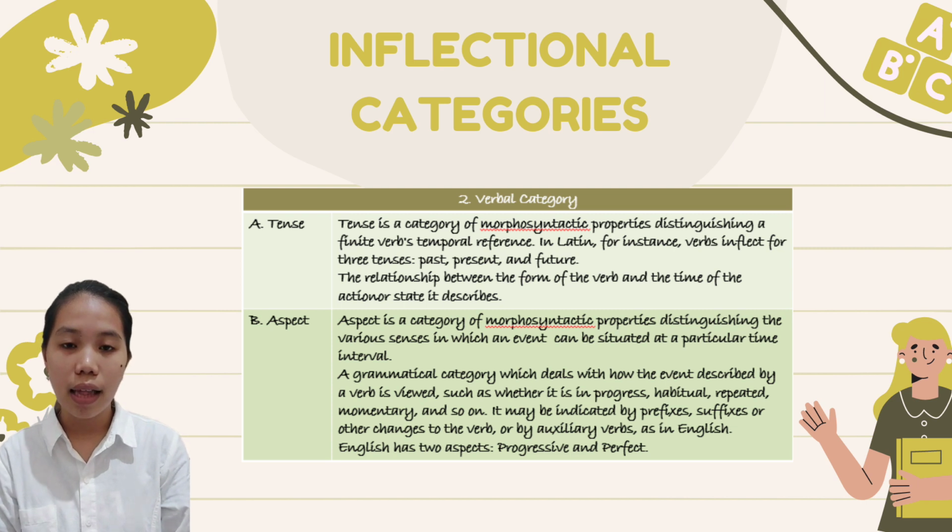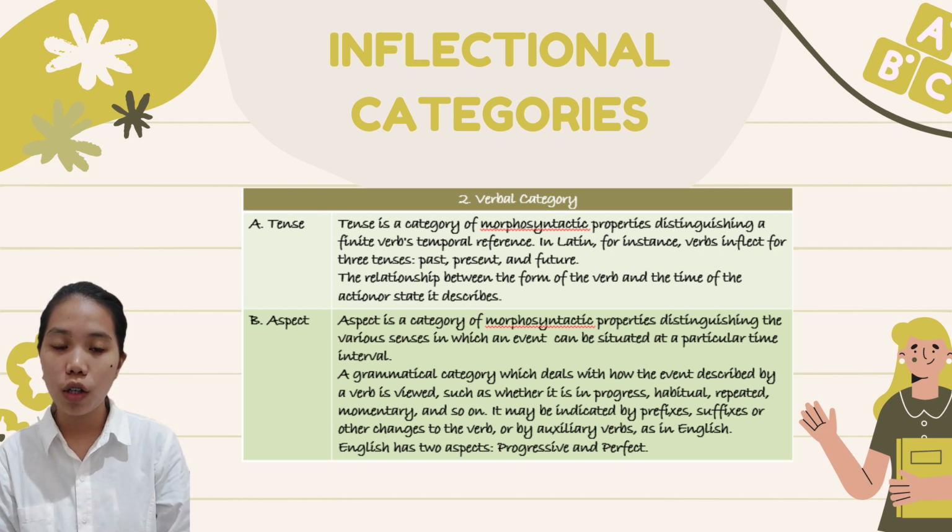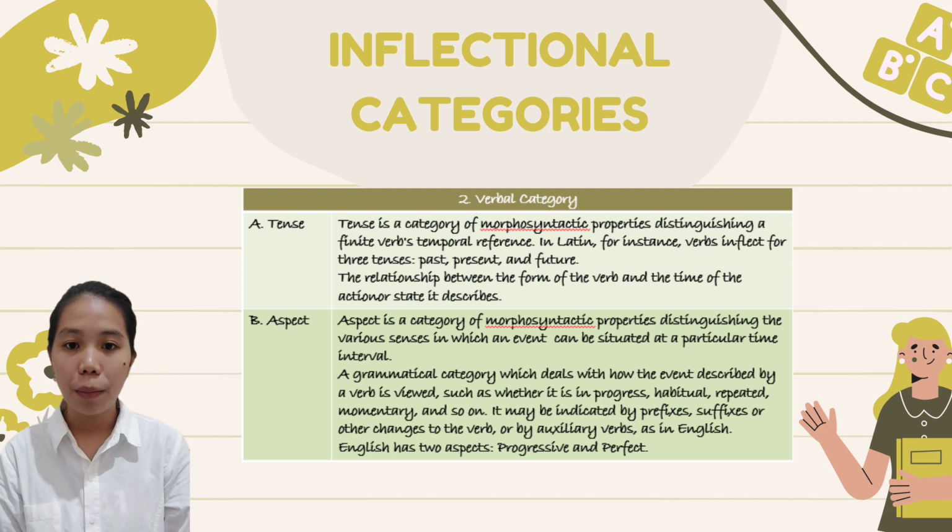A. Tense. Tense is a category of morphological properties that distinguishes finite verbs by temporal reference. In Latin, for instance, verbs inflect for 3 tenses: past, present, and future. It is the relationship between the form of the verb and the time of the action or state it describes.